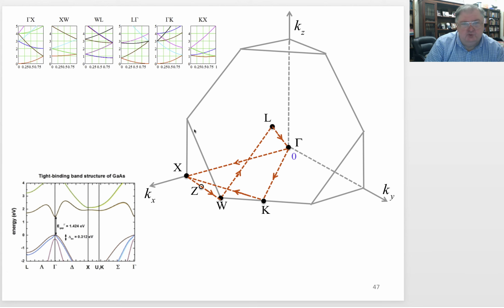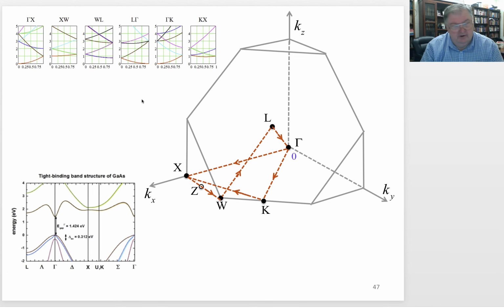Okay? And that's what I did here, right? First I did gamma to X, and I got that. And then I did X to W, and I got that. And I did those first two for you. Now I do all the rest: from W to L, I get that. And then from L back to gamma, I get that one. And then from gamma to K, I get that one. And from K back to X, I get that one. And I kind of squish all these together into one graph, right? And that's what you come up with.